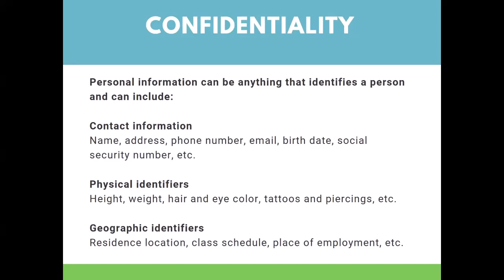Personal information can be anything that identifies a person and can include contact information such as a name, address, phone number, email, birth date, social security, etc. Also physical identifiers such as height, weight, hair and eye color, tattoos, piercings. Anything that can identify a person can be a physical identifier. And geographic identifiers: residence location, class schedule, place of employment, etc.